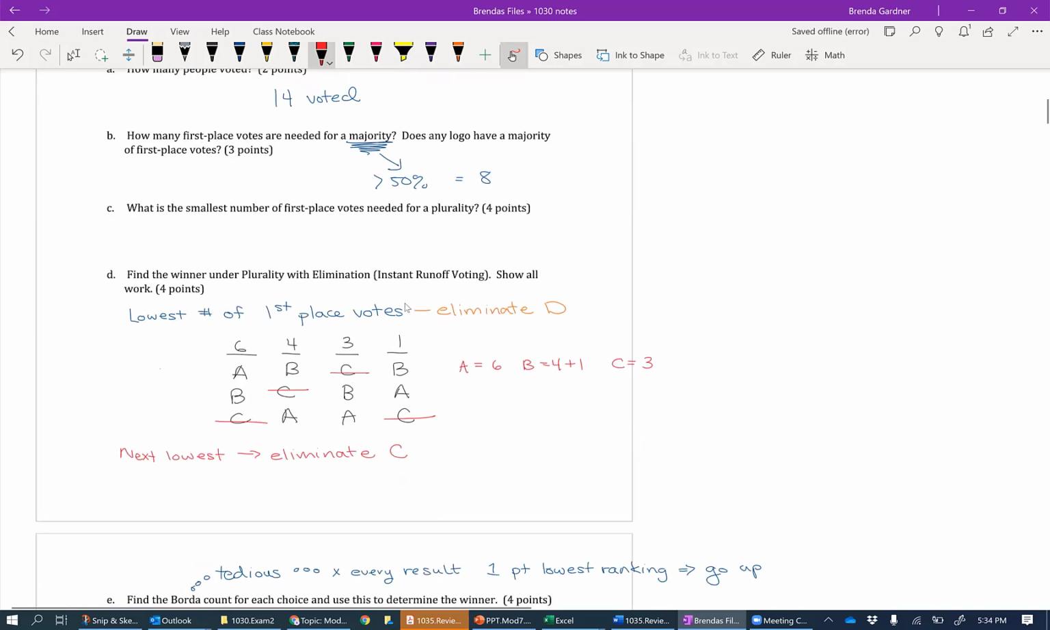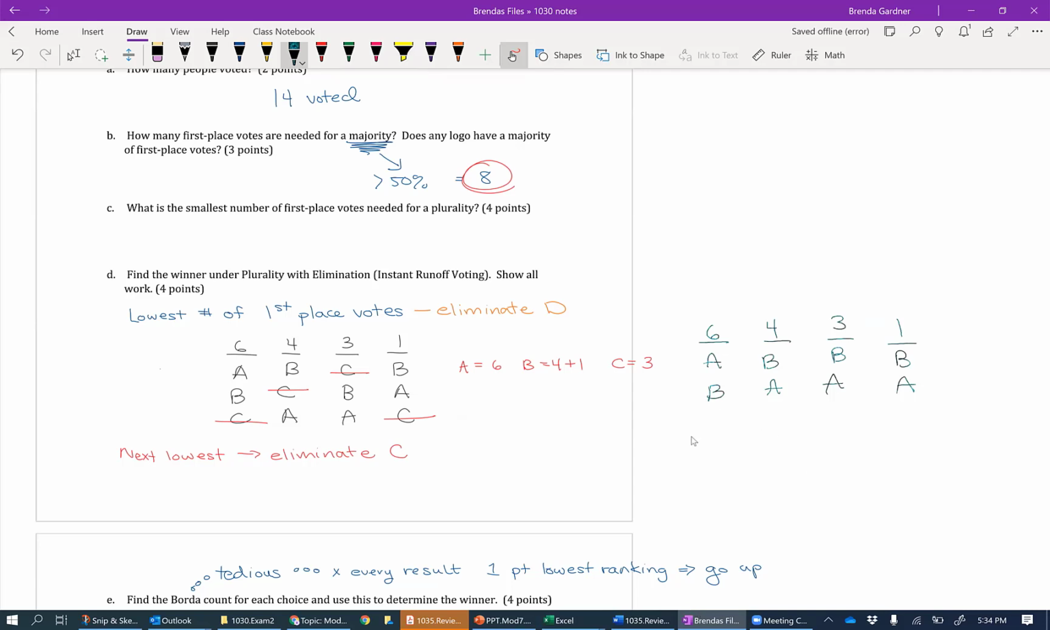And then nobody has 8 yet. Remember, we keep looking at 8. And as soon as someone has 8, they are the winner. So now 6 people, it's A and B. 4 people, it's B and A. 3 people, it's B and A. And 1 person, it's B and A.